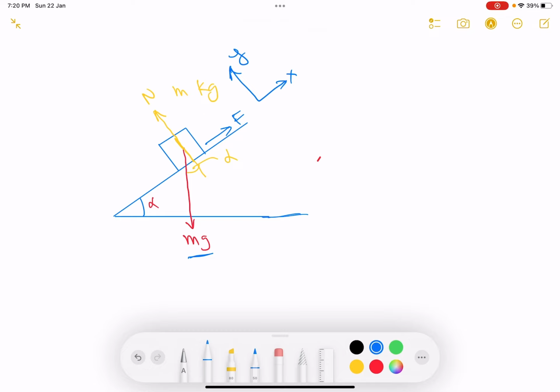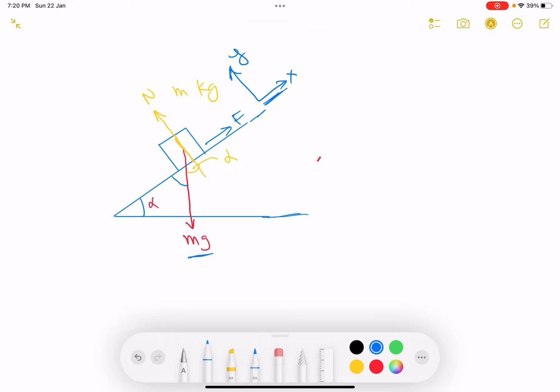Step number 1 is, if you want to resolve the force, first consider what is the angle the force is making with the x-axis, and choose the smaller of the angles. For example, here mg is making an angle with the x-axis, meaning this inclined plane. This is our inclined plane. So what is the angle mg is making with the inclined plane?